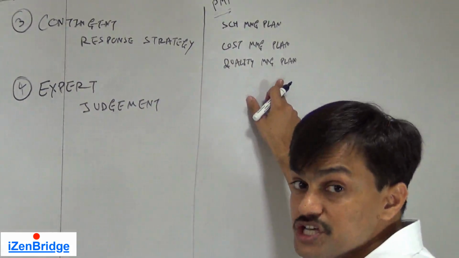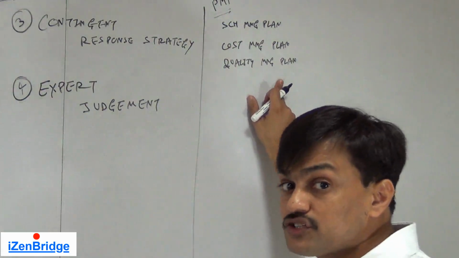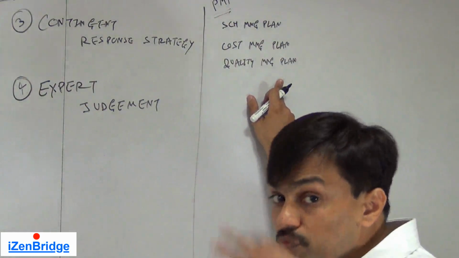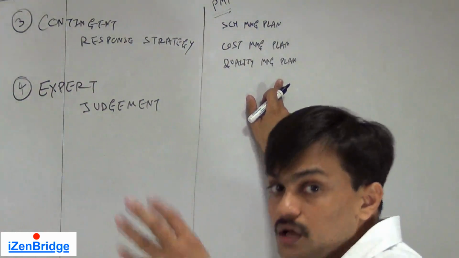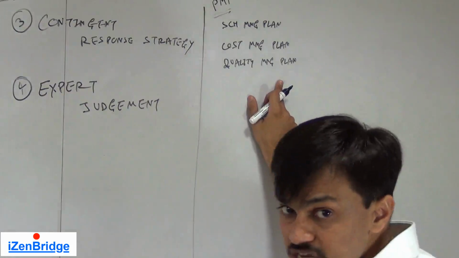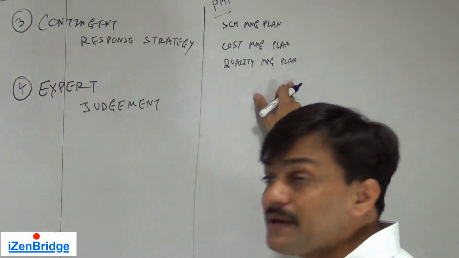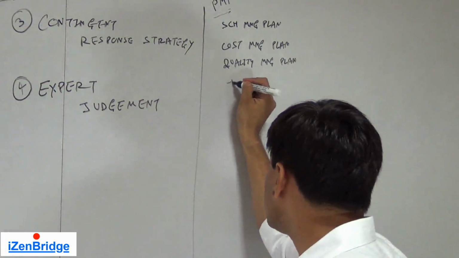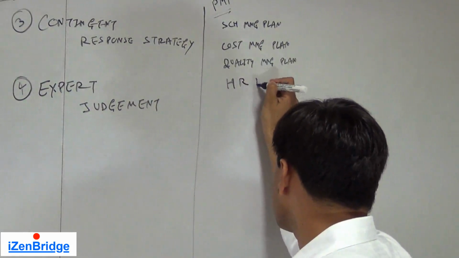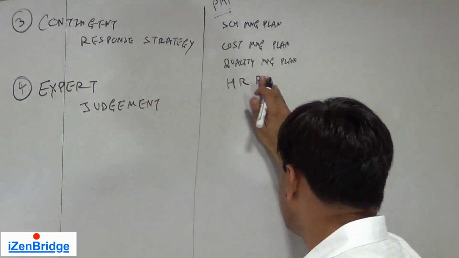The quality management plan may get changed because we may recommend that some more tools or some more metrics need to be collected while executing the project. So if we recommend that, the quality management plan may change. The human resource plan may get changed.